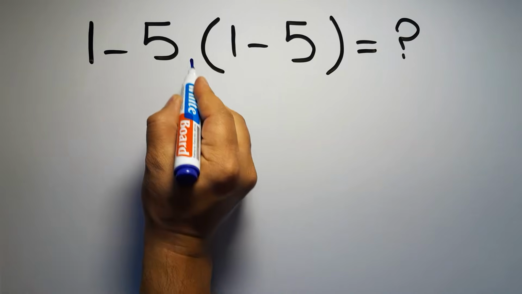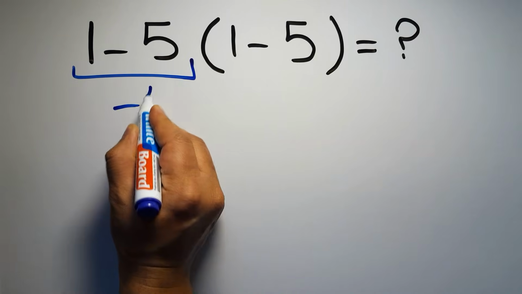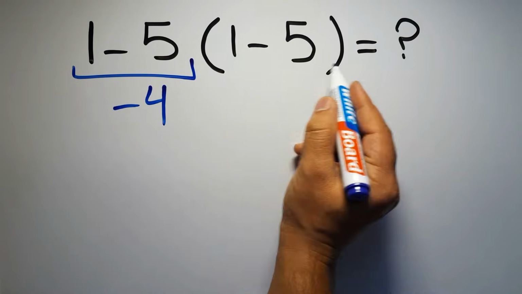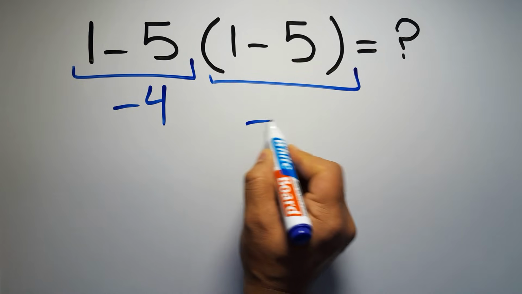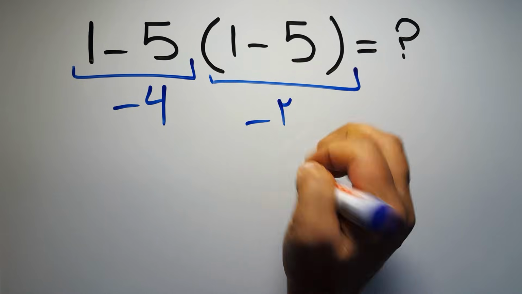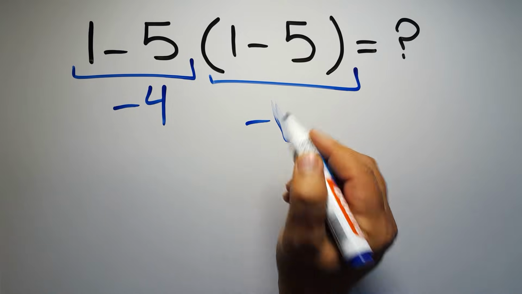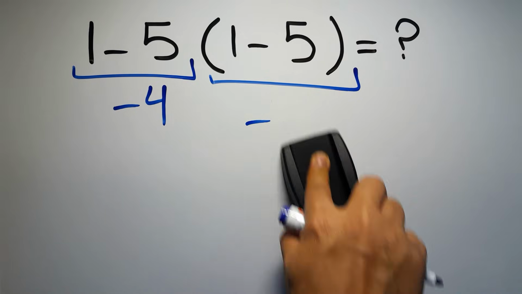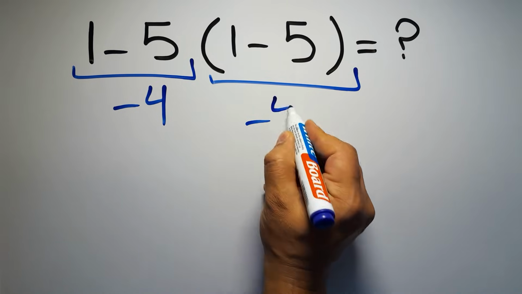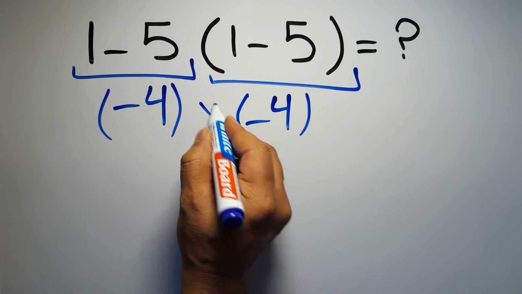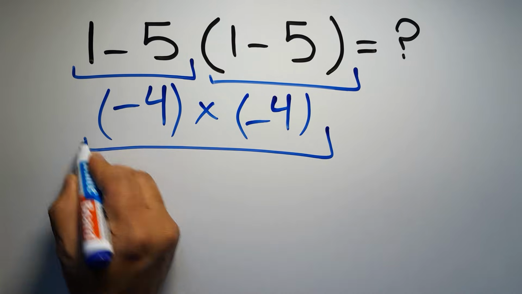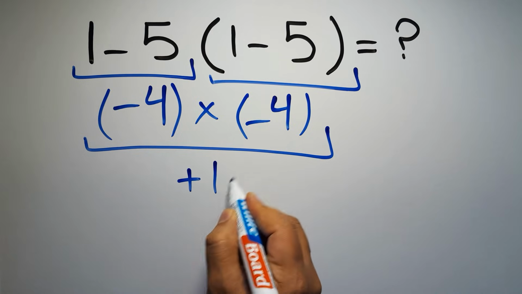1 minus 5 equals negative 4. And again, here inside this parenthesis we have 1 minus 5. So here we have negative 4. So negative 4 times negative 4, which equals positive 16.